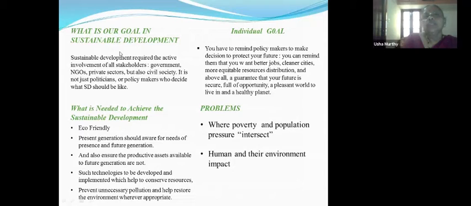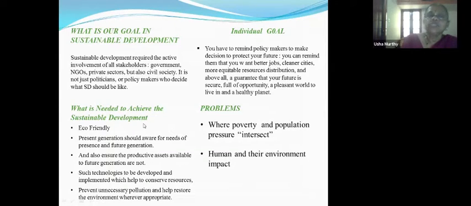What is our goal in sustainable development? Sustainable development requires the active involvement of all the stakeholders like governments, NGOs, private sectors, and not only that, even the civil society is also responsible for that. It is not just the politicians or the policy makers who decide what sustainable development should be like. It is a combination of all these things, participation from all the sectors. They are responsible for meeting the sustainable development.